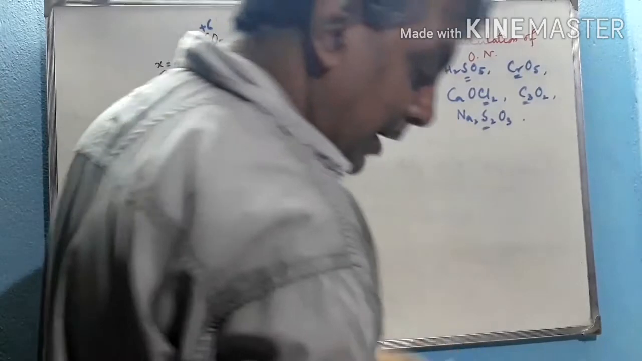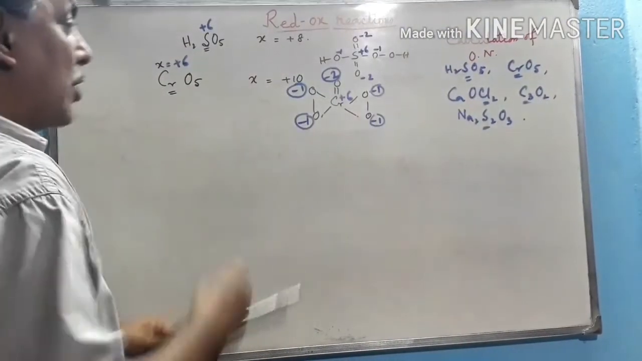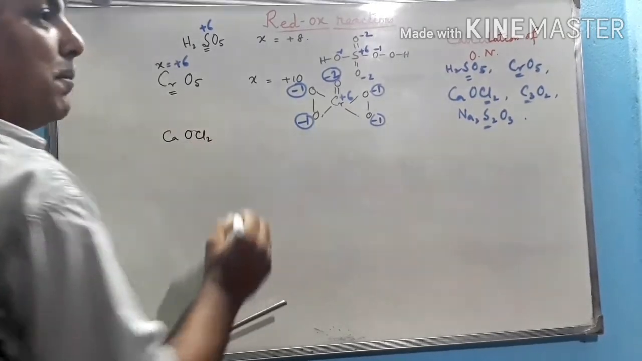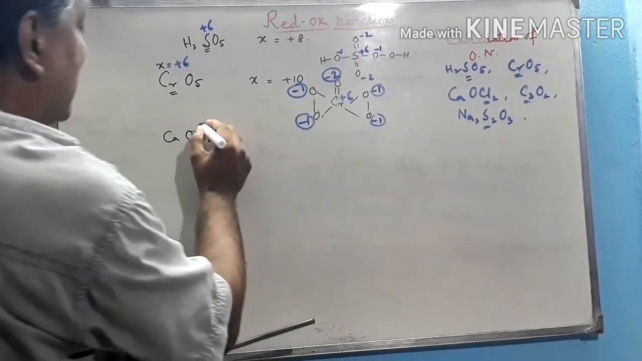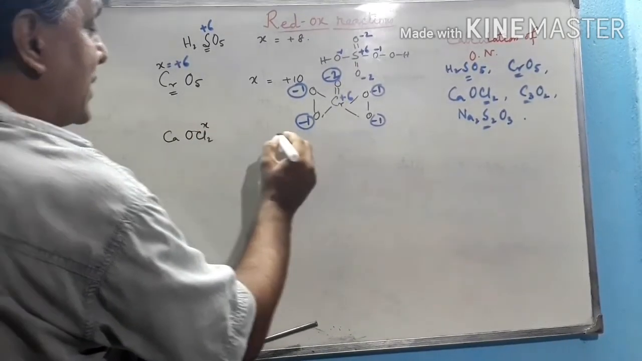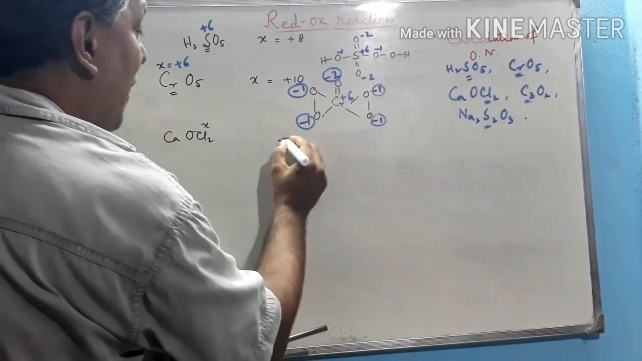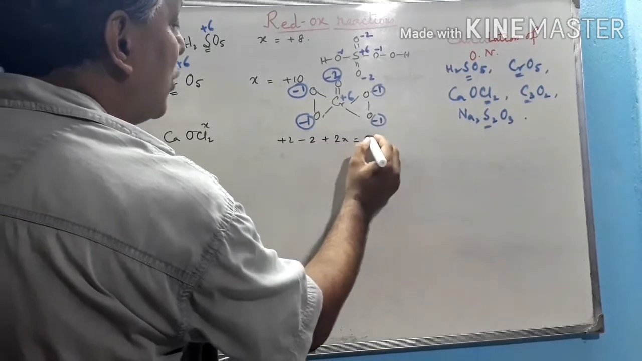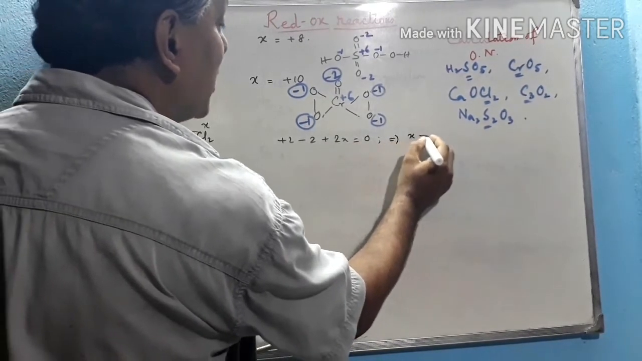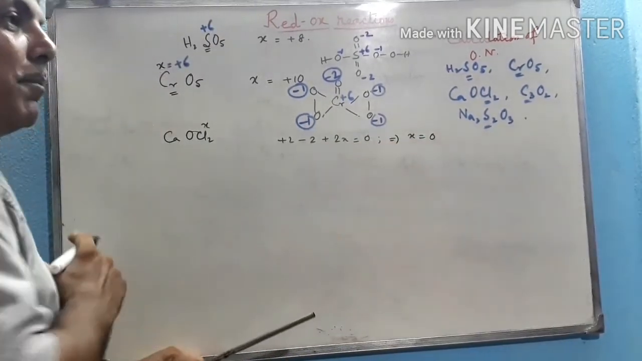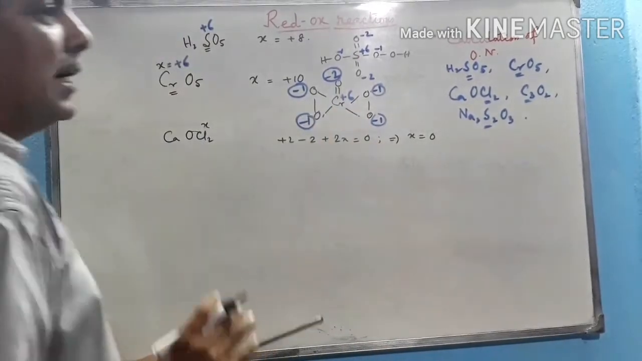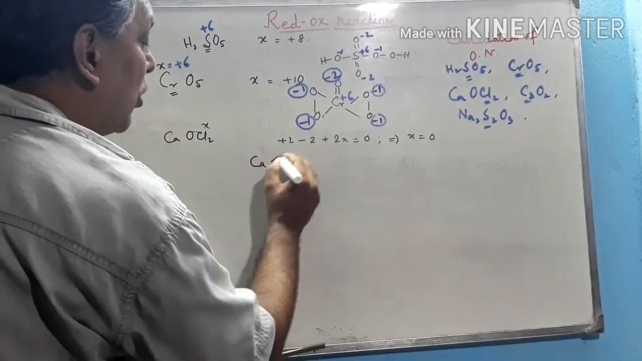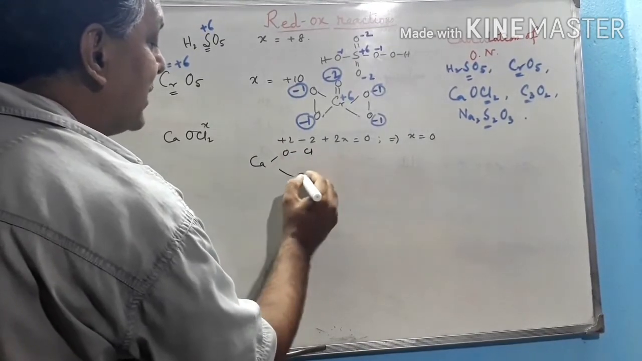Now we have to calculate the oxidation number of the 2 chlorine atoms in CaOCl2. This is the bleaching powder. Assume the oxidation number of chlorine is X, then calcium is +2, oxygen is -2, and this is 2X, overall 0. Therefore X becomes 0. But how can it be possible in a compound? It cannot be 0 because it is attached to calcium and oxygen. Therefore we have to draw the structure CaOClCl.